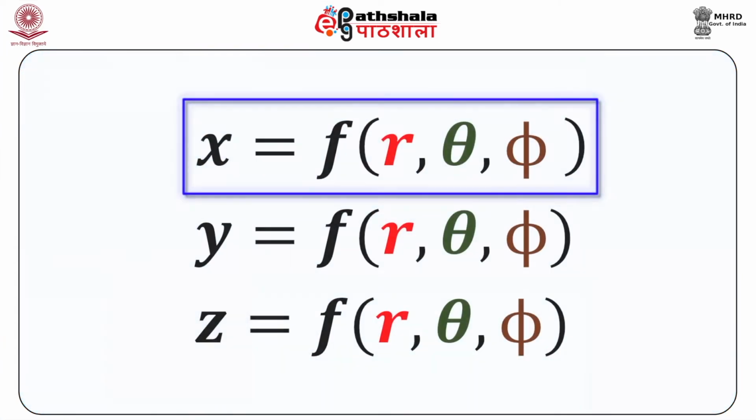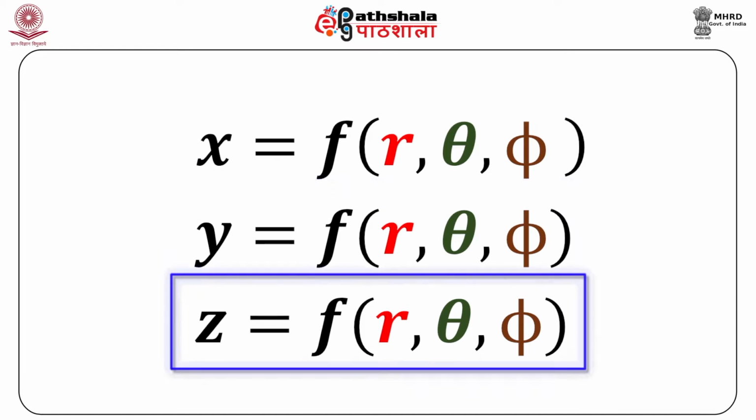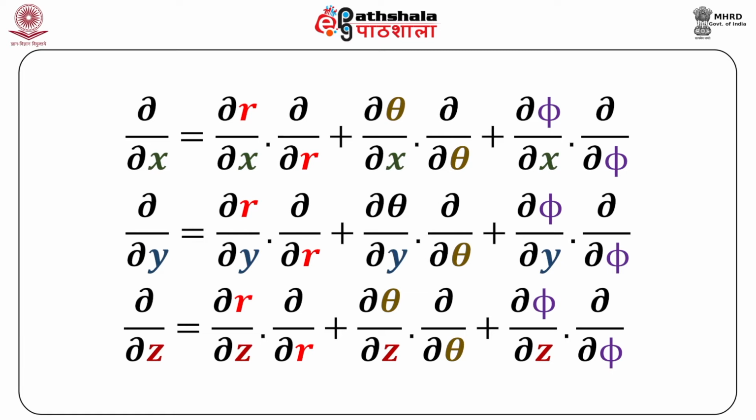Assuming that x, y and z respectively are functions of r, theta and phi, we can say that x becomes a function of r, theta, phi. Similarly, y becomes a function of r, theta and phi, and z becomes also a function of r, theta and phi. Now for these three equations, the partial differential equations are obtained in the following manner.